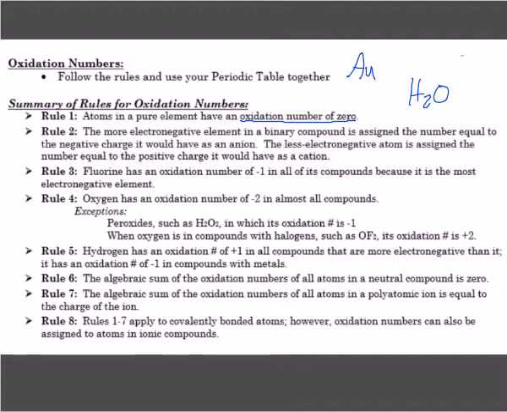Okay. Number 3, fluorine. Always has an oxidation number of -1. Why? What's unique about fluorine? It's the most electronegative element. So that falls in line with rule number 2. Fluorine's always a -1. If you take a look, guys, on your periodic table, fluorine only has one oxidation number, -1. Okay, -1.